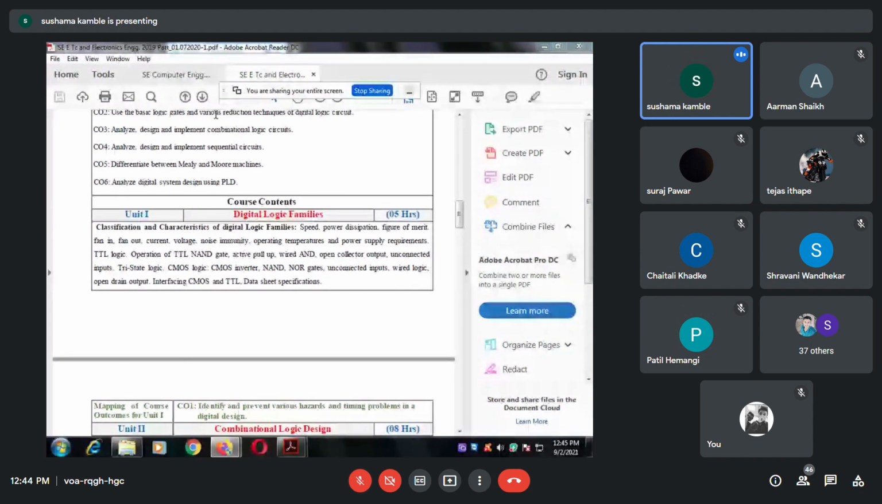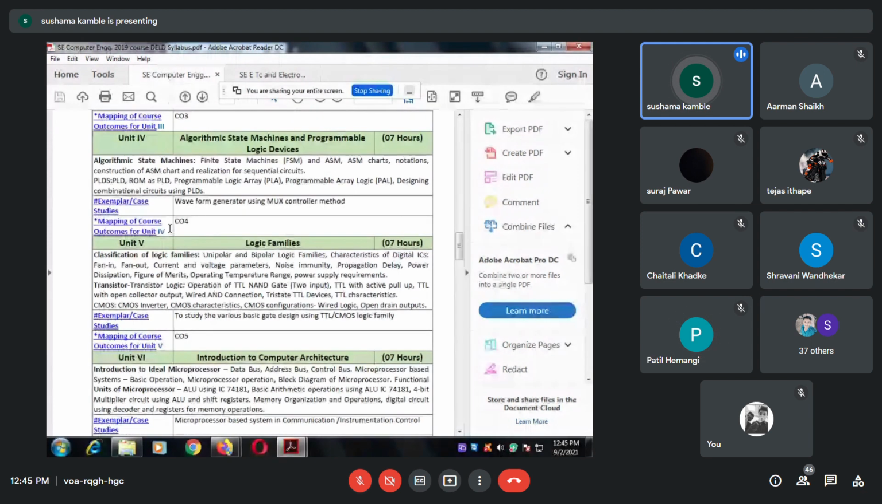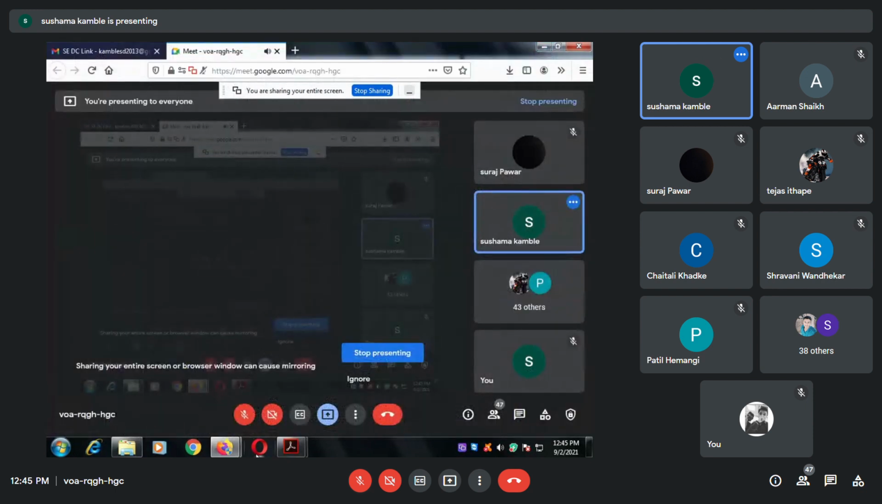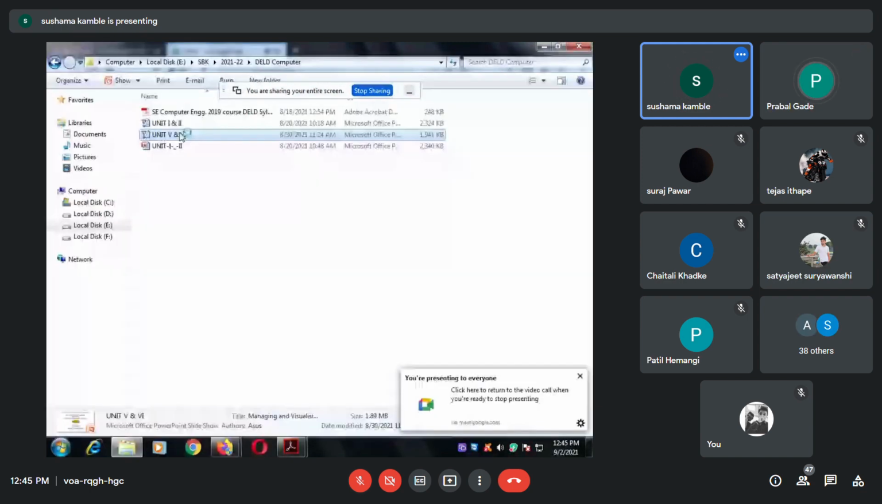See, for computer engineering, you do not have the NAND and NOR, just the CMOS inverter. Otherwise, the syllabus is the same for this unit. Here you have the CMOS inverter, CMOS characteristics, CMOS configuration, or wired logic and open drain outputs. We'll see that much only. Is it clear for computer students? Yes, ma'am. You do not have NAND and NOR.